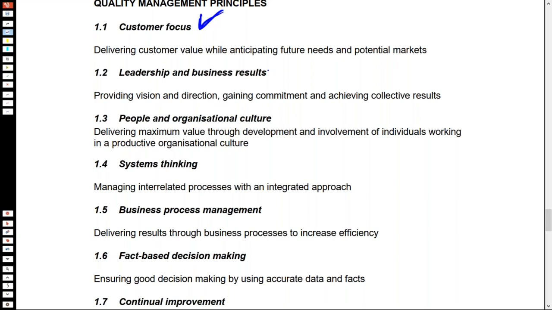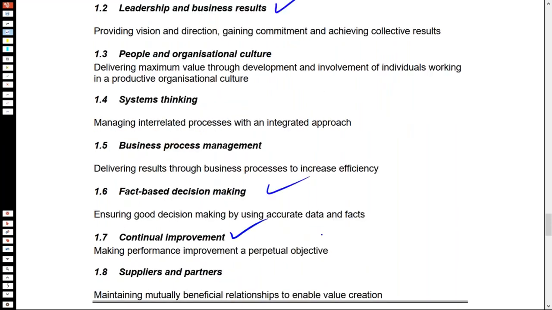The second thing is leadership and business results. What exactly do we mean by this? It means the organization's top management is focused upon producing results and guiding the individuals. Then there was continual improvement and fact-based decision making. That is, information is collected, and then a decision is taken. Then there is continual improvement and the relationship with the suppliers and partners. All of these things prevailed in those organizations which actually adopted total quality management.